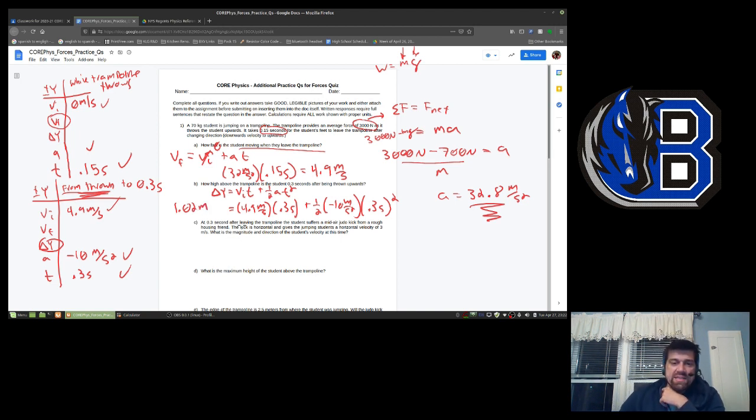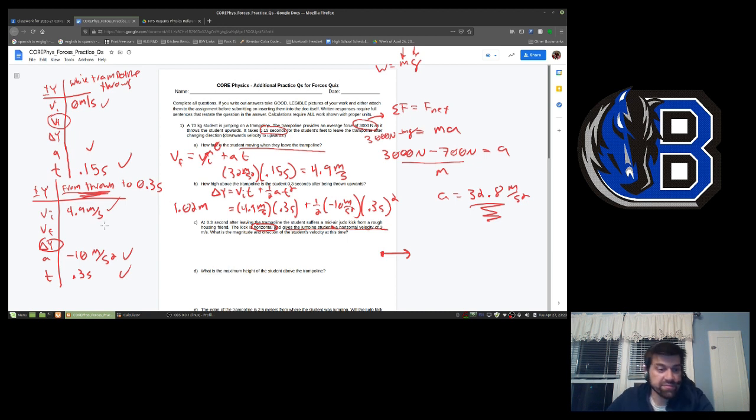At 0.3 seconds after leaving the trampoline, so at this very same time, the student suffers a mid-air judo kick from a roughhousing friend. The kick is horizontal, right, and gives the jumping student a horizontal velocity of 3 meters per second. What is the magnitude and direction of the student's velocity at this time? Okay. Well, they're still moving vertically, but now they're also moving horizontally. Okay, so now this is a side view. Let's figure out how much they're moving vertically, and we can complete this little triangle here.